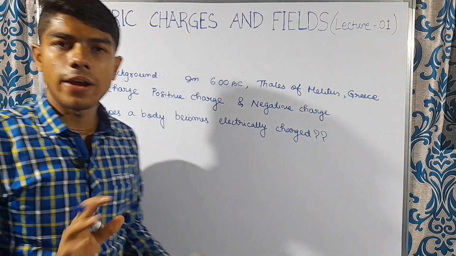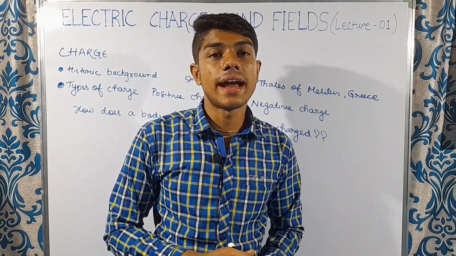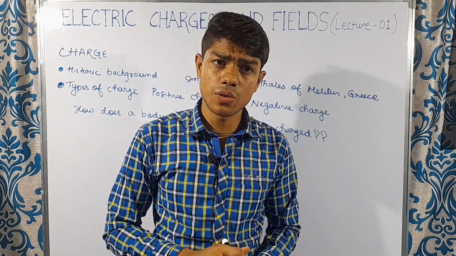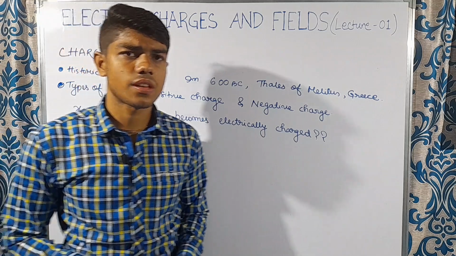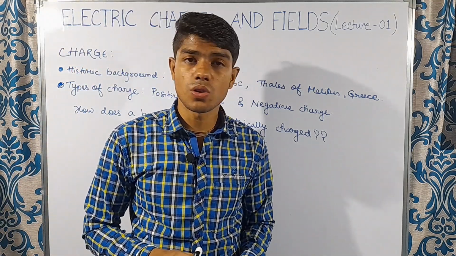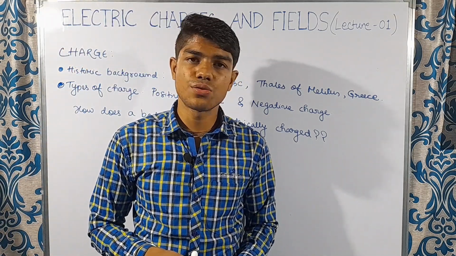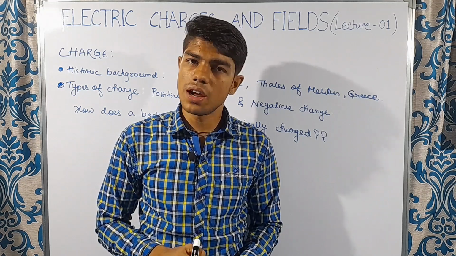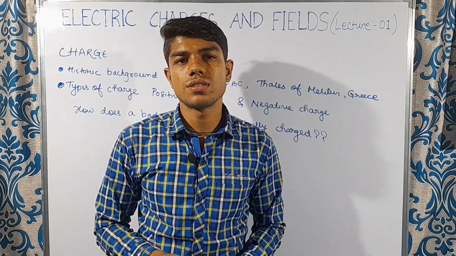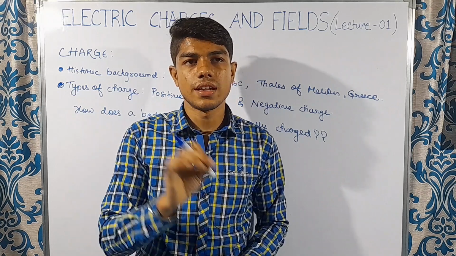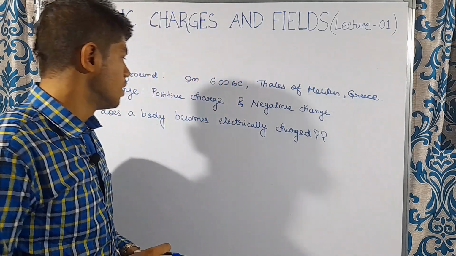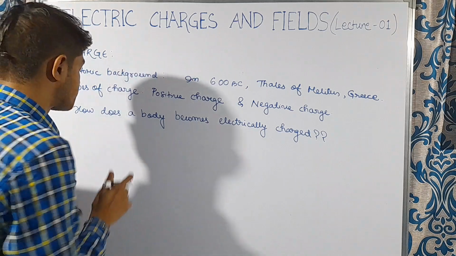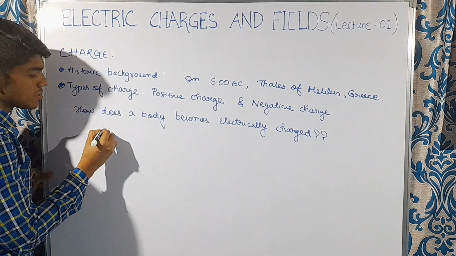Matter is made up of atoms, and an atom consists of a central nucleus with the protons and neutrons within it held together by strong nuclear force, and the electrons revolve around the central nucleus in an atom. Now, the electrons are negatively charged particles.